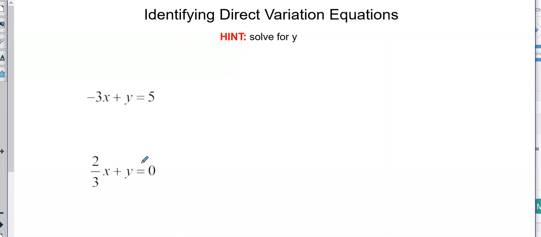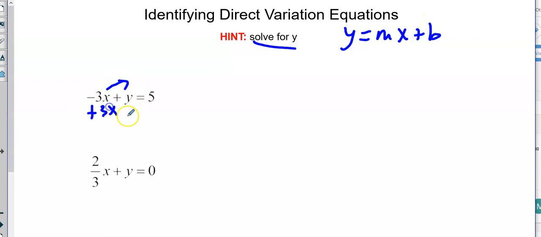So this one, you have to solve the equations for y. You want to put it in the formula y equals mx plus b, slope-intercept form. If you do that, I guess you would have to add 3x to both sides.